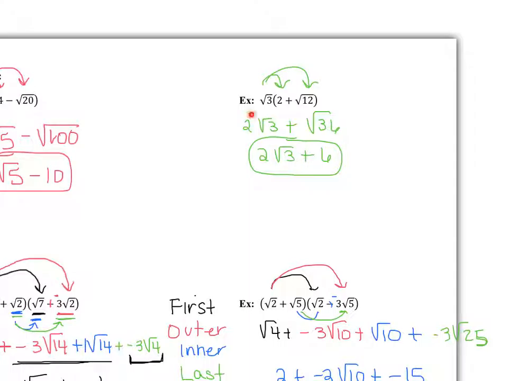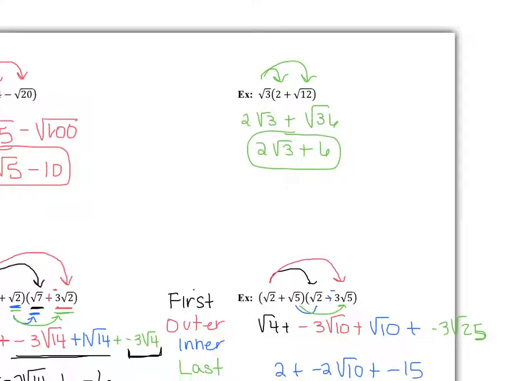In this first example, if you distribute a square root of 3, you get 2 radical 3 plus the square root of 36, but the square root of 36 is 6, so 2 radical 3 plus 6.